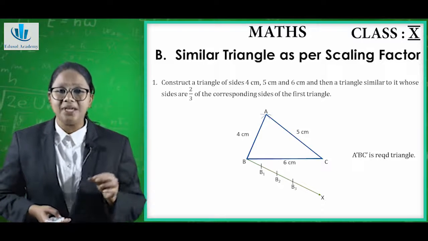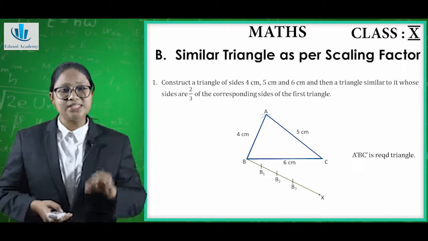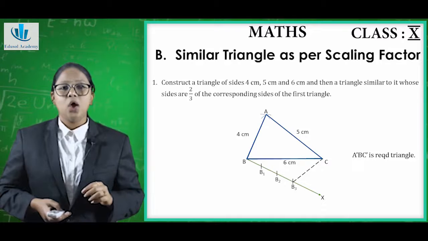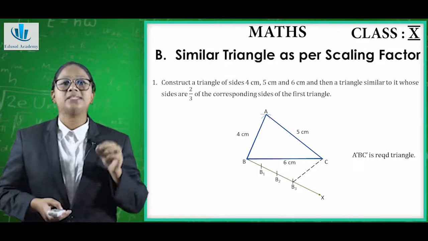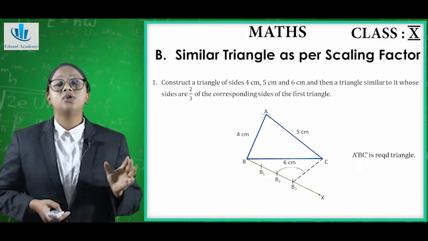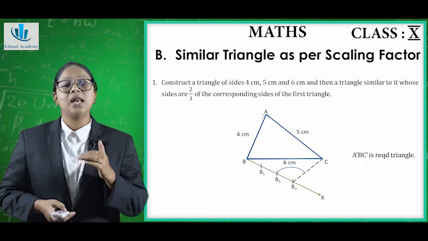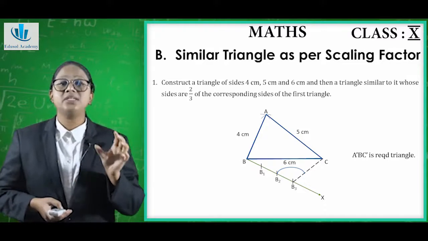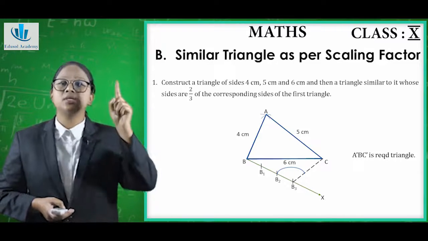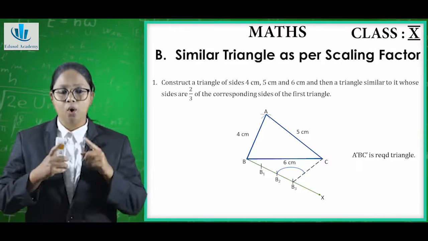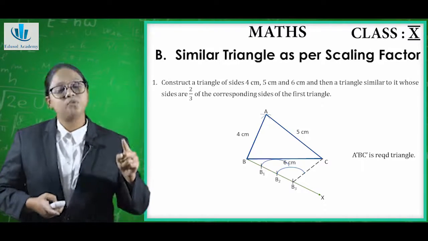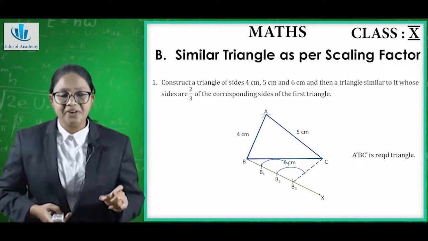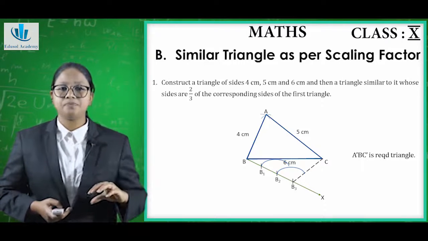So in the line BX we have made 3 divisions, B1, B2 and B3. Now join B3 to C. With B3 as center and B3, B2 as radius, draw an arc which cuts the line B3C. Now do the same procedure with B2 as center. Why? In the ratio it's 2 by 3. So we had drawn an arc at 3 as well as we have to draw a 2. So with B2 as center and B2, B1 as radius, draw another arc.